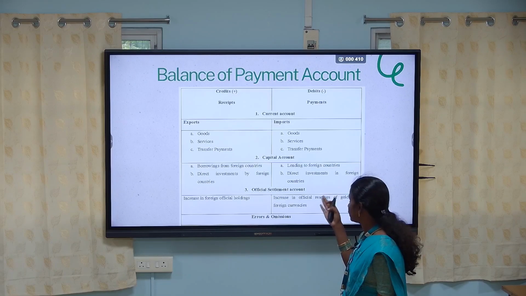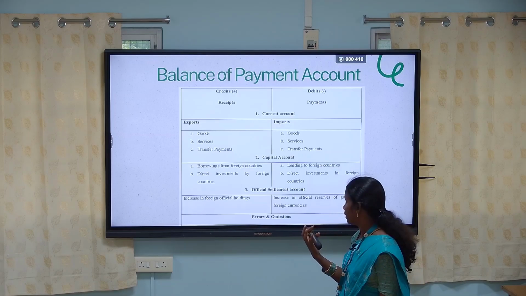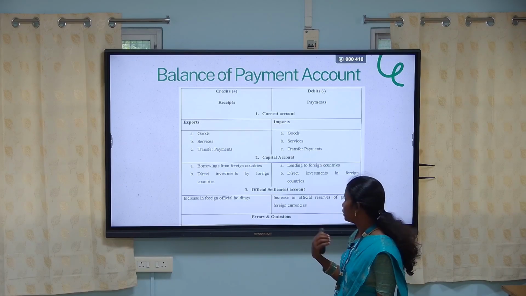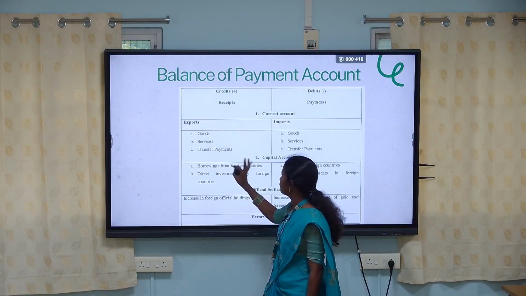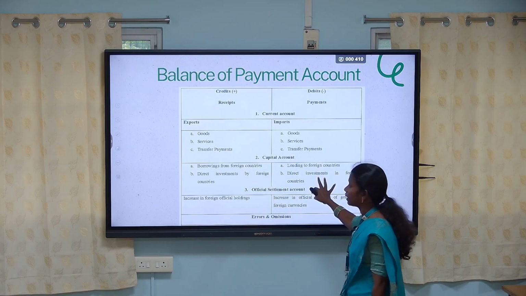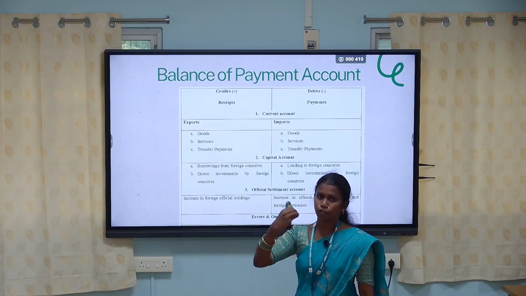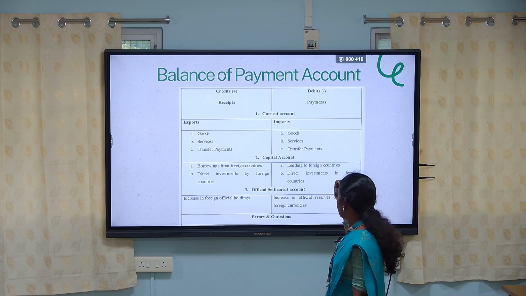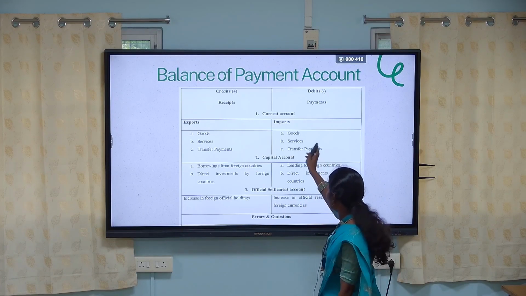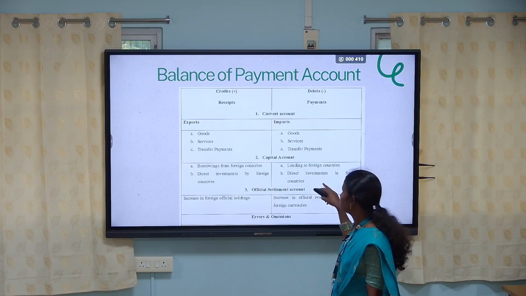So on the receipt side, that is, we are receiving some amount, that means we are receiving foreign exchange currency, in order to export goods and services, and then transfer payments. Similarly, in the case of import of goods and services, we are importing, in the sense we have to pay something to foreign countries. So for that we have receipts and payments. These are all the things that come under the current account.